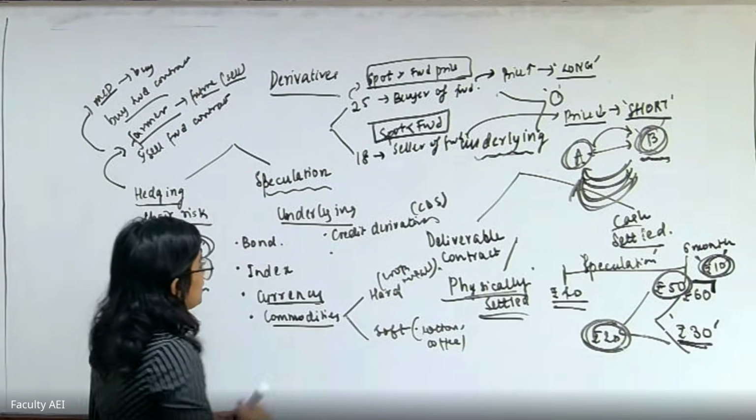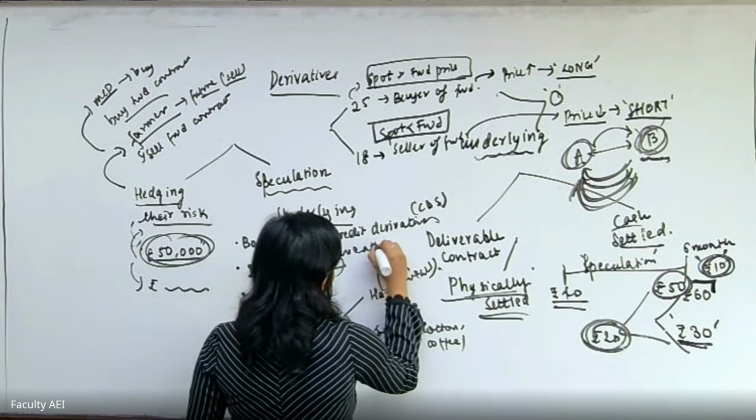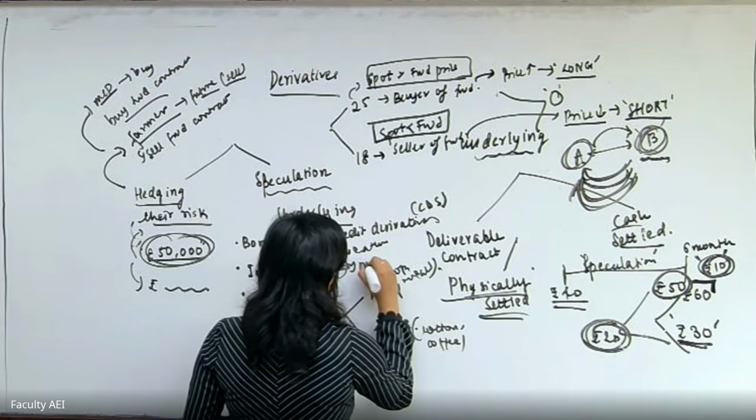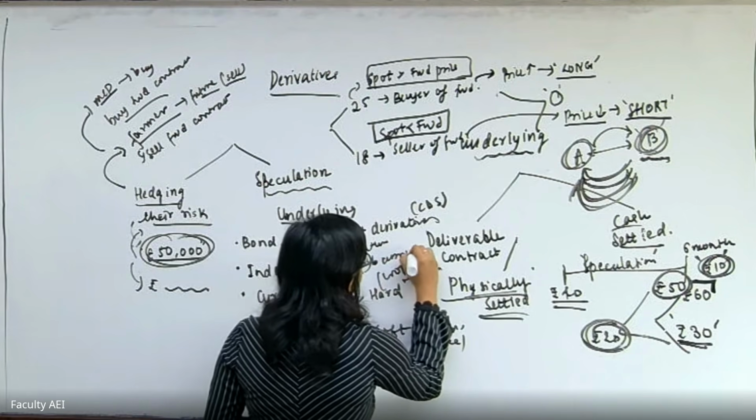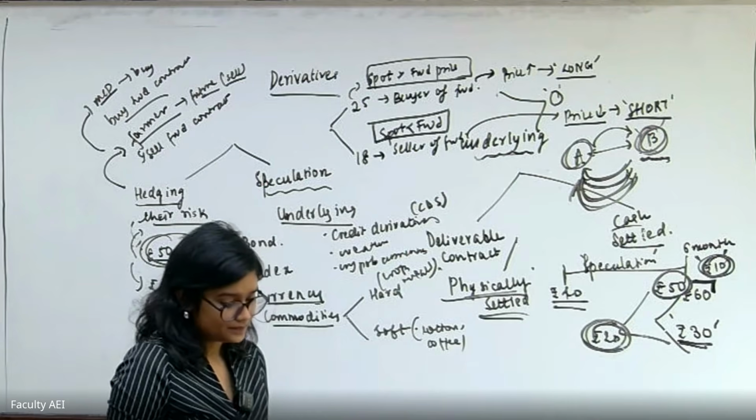After this, we can trade in weather, cryptocurrencies, and so on. So the underlying instrument can be anything.